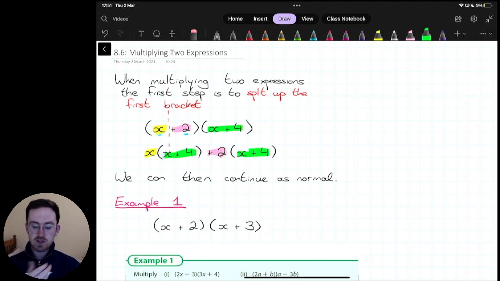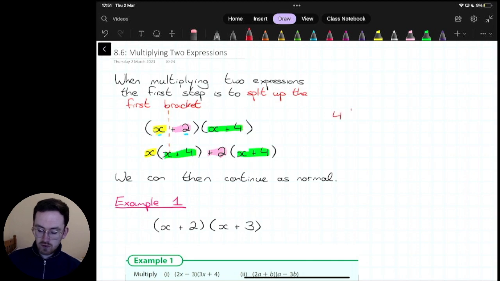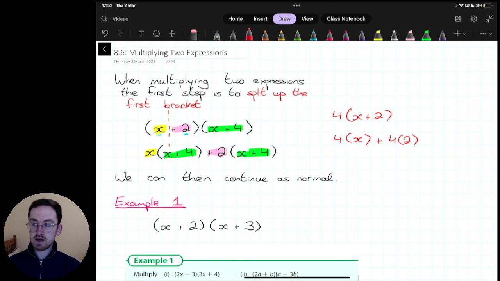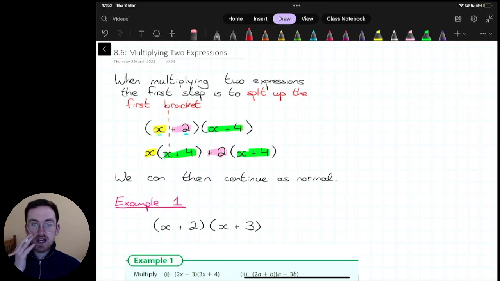In the previous ones, we had something like 4 multiplied by x plus 2, and we got 4 multiplied by x plus 4 multiplied by 2, and the 4 was there twice. So we're doing something similar here, but we're going to split the first bracket each time. Again, this is another step that we have to get used to, this idea of splitting that first bracket. Once we've done that, we can see it's just the same as one of our questions from the previous section, where we were removing the brackets and then simplifying. But let's just try an example.